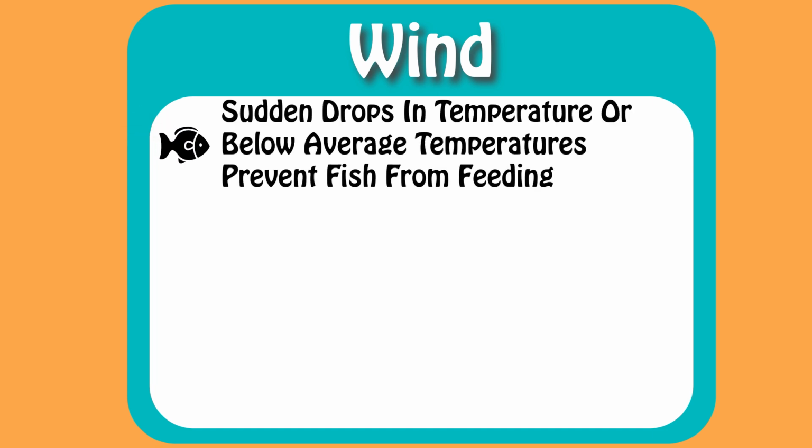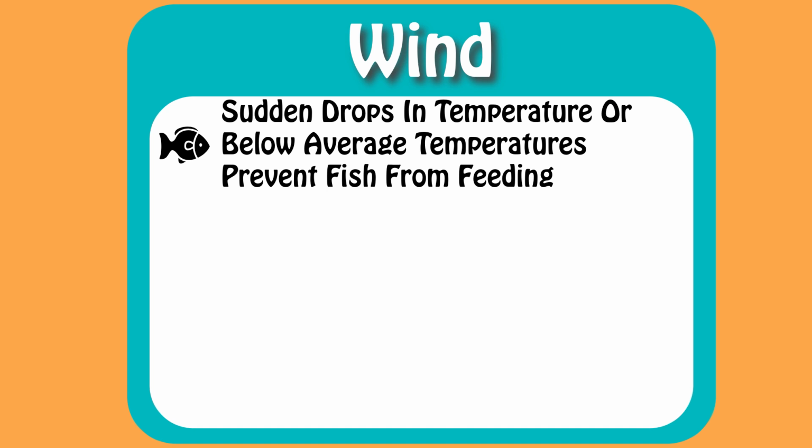Firstly, it should be noted that fish will not feed as readily when there is a sudden drop in temperature, or if temperatures are significantly lower than the average temperature for a certain time of year. This is linked to the fish's ability to metabolize its energy. Being cold-blooded creatures, their body temperature is determined by the water around them, which affects their ability to feed. Each species has its own preferred temperature range.